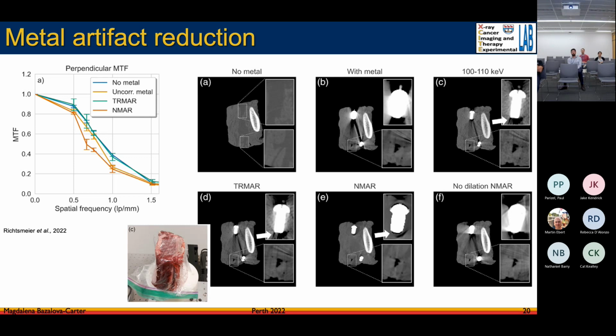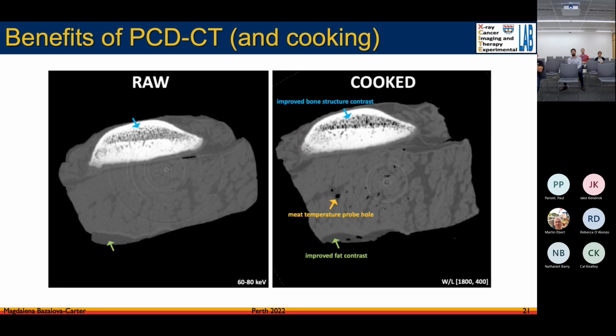But because we could, we also did another study with this beef short rib, and we got students who really like to cook. So why don't we scan a short rib before cooking it and after cooking it? And that's exactly what we have done here.